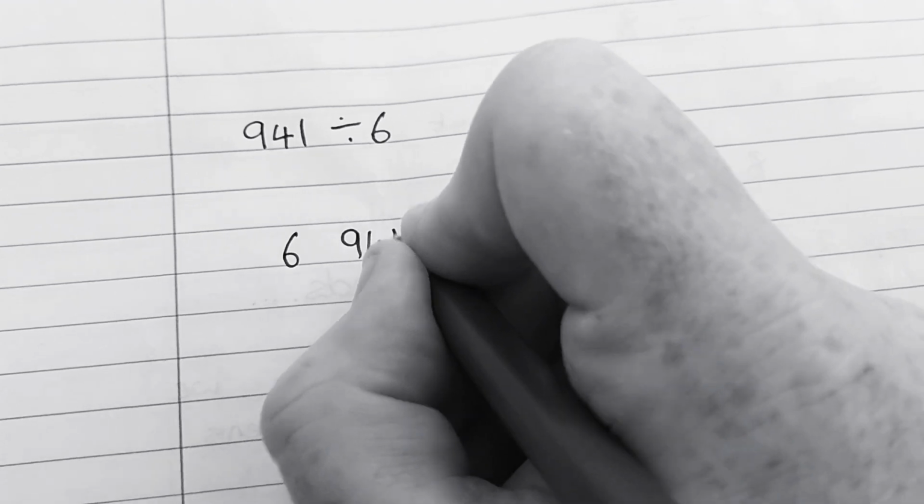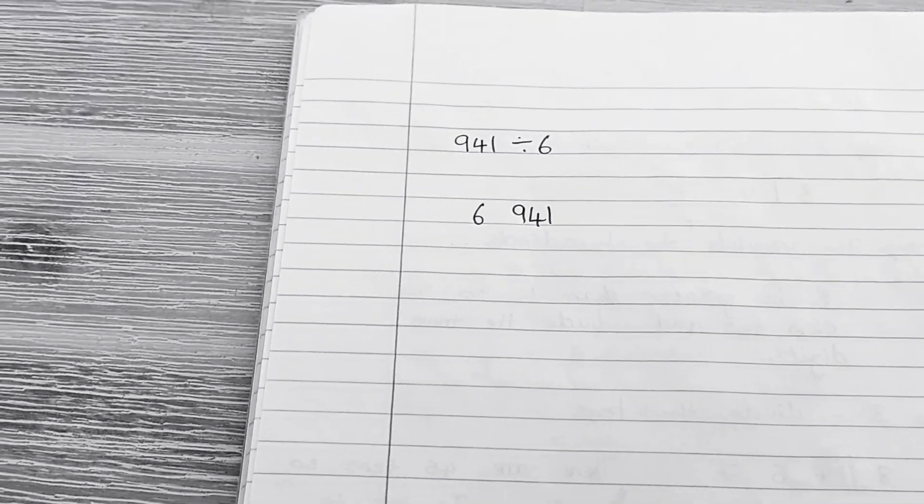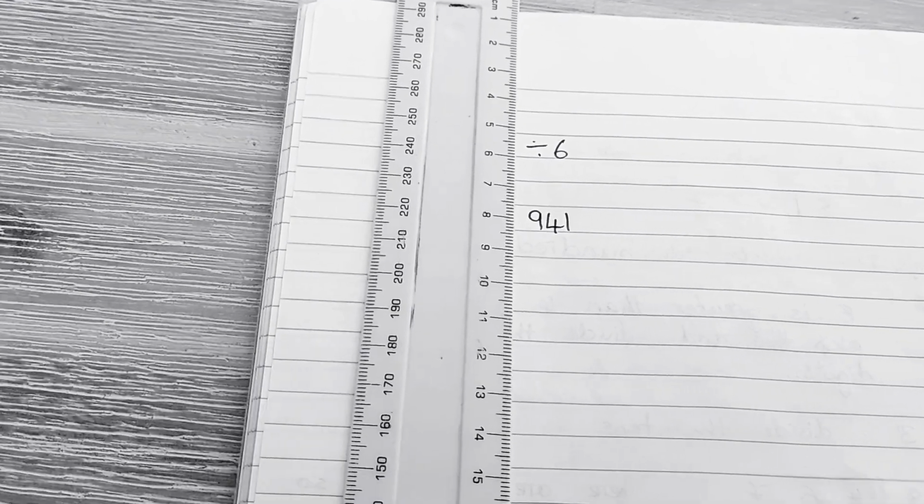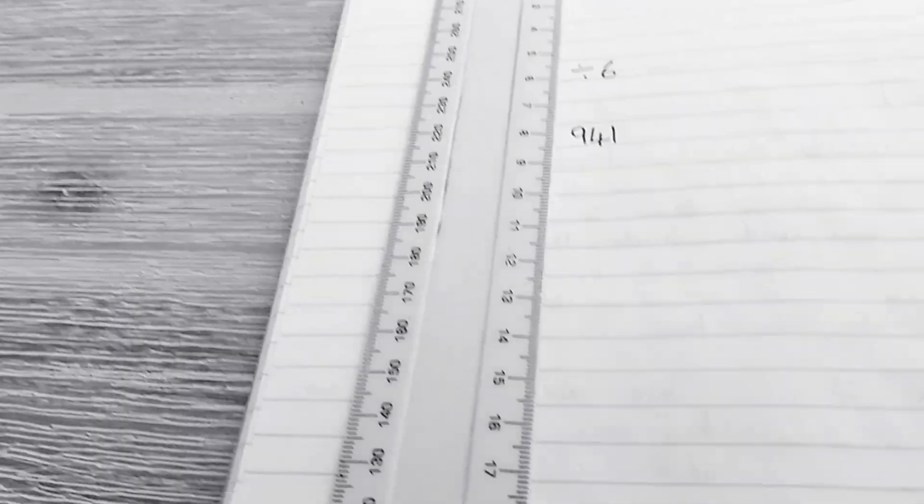Okay, so just bear with me 1 second. I'm just going to have to get my ruler out. Okay, let's see. Because I'm setting my sum out. Right, I'm just going to have to put you down a second.